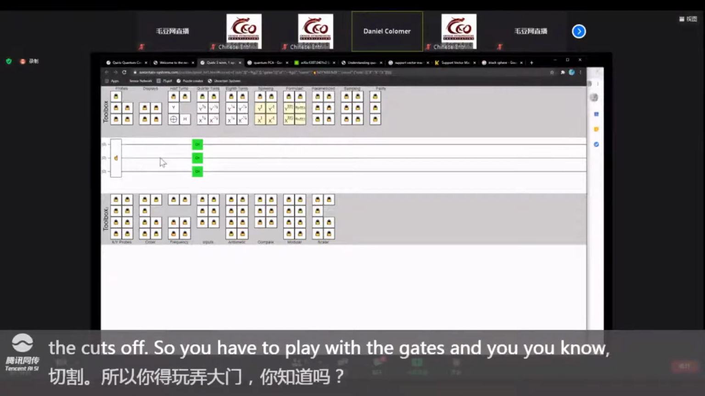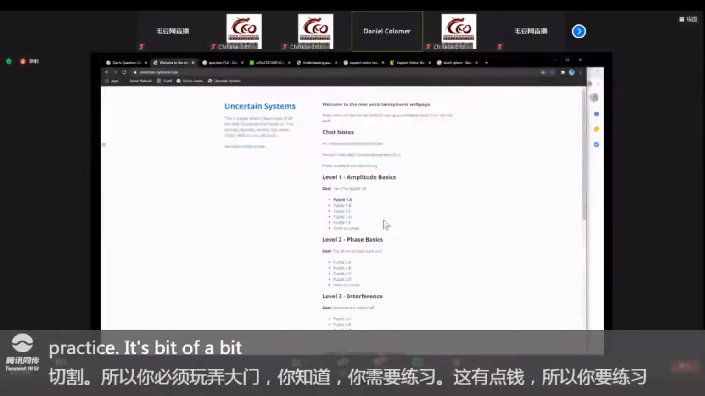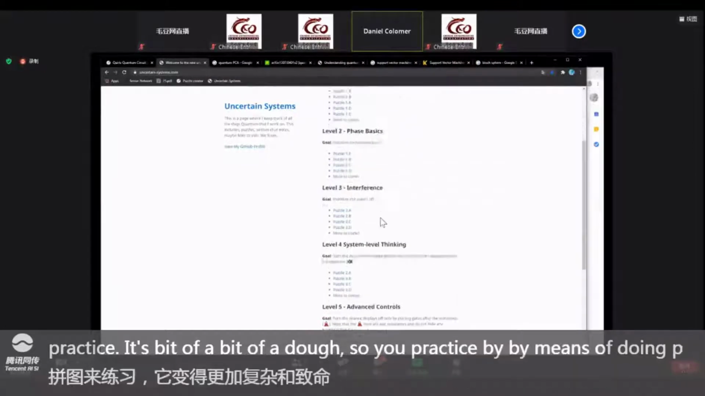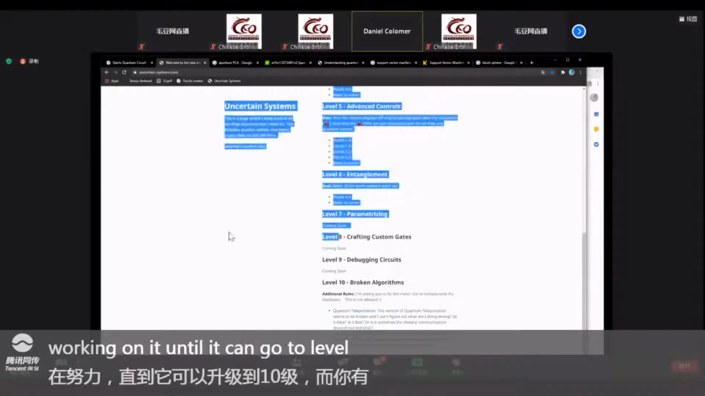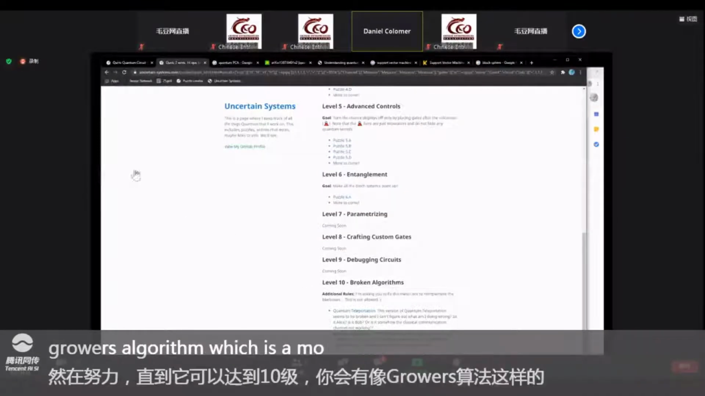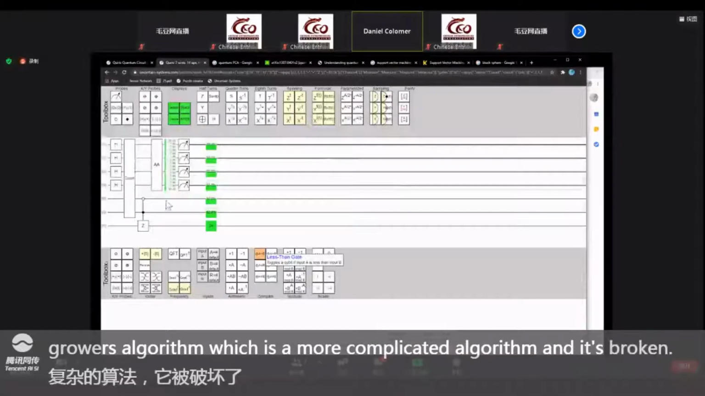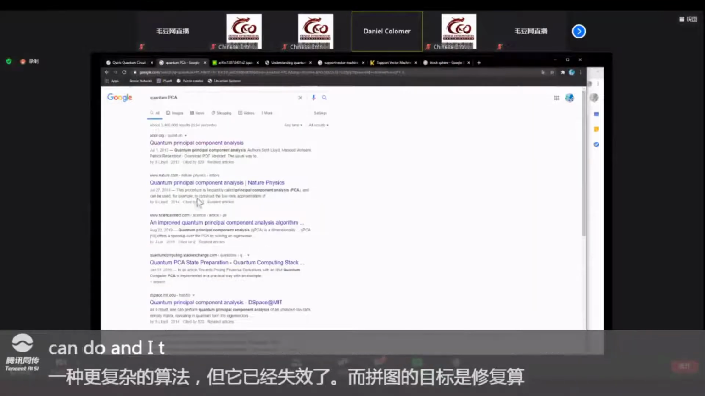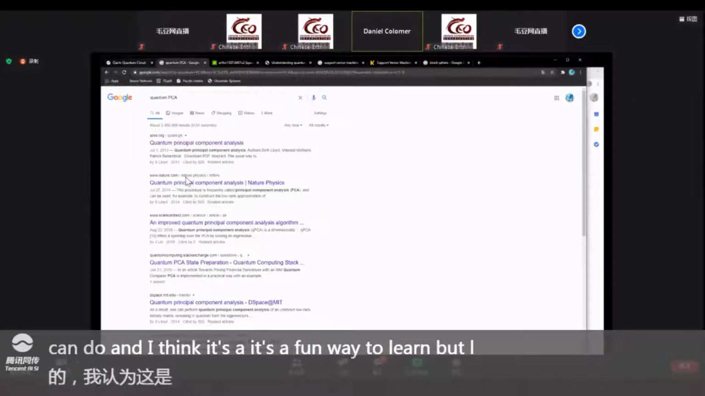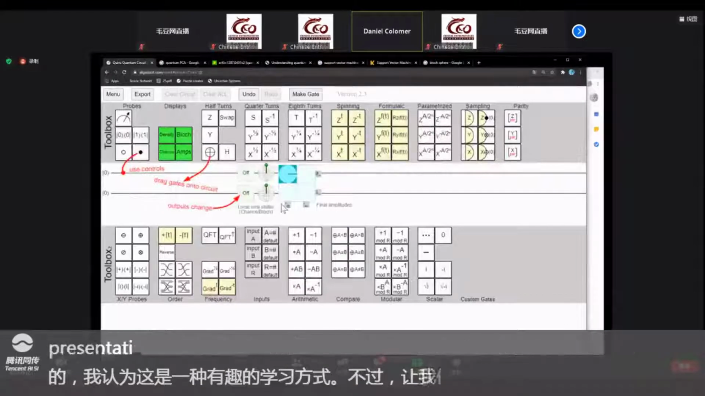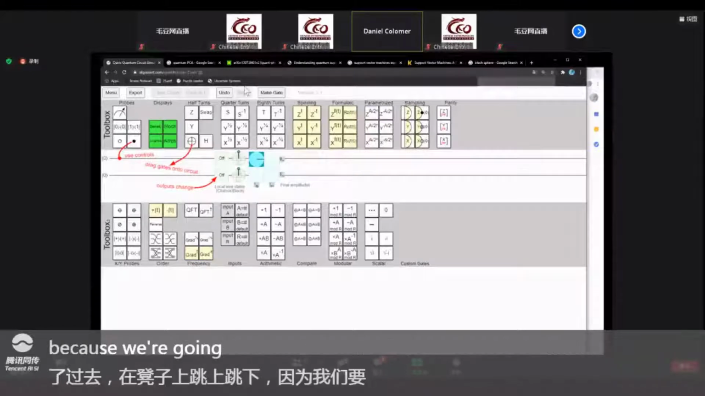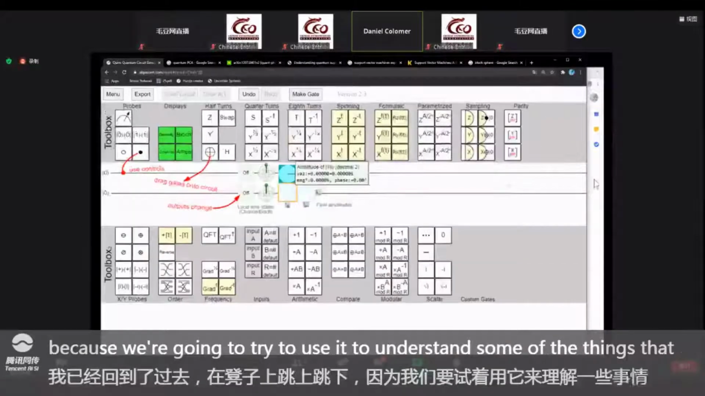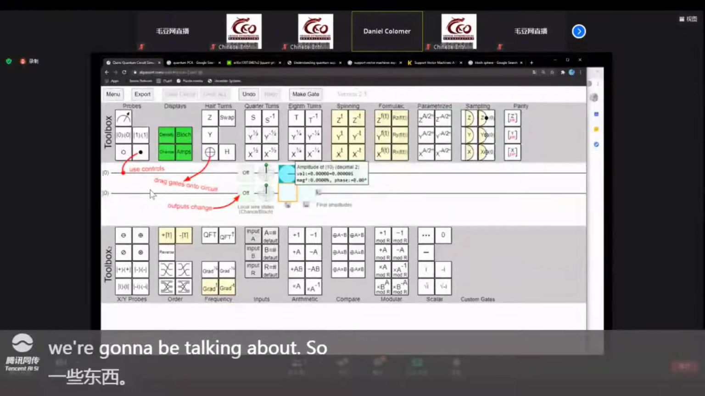You practice by doing puzzles, and it gets more complicated until you can go to level 10, and you have something like Grover's algorithm, which is a more complicated algorithm, and it's broken, and the goal of the puzzle is to fix the algorithm. I'm still working on it, but this is something that you can do, and I think it's a fun way to learn. But let's go back to the presentation. We'll be hopping on and off this tool, because we're going to try to use it to understand some of the things that we're going to be talking about.